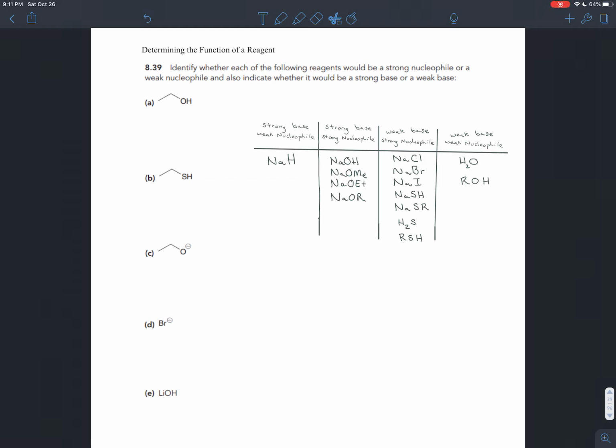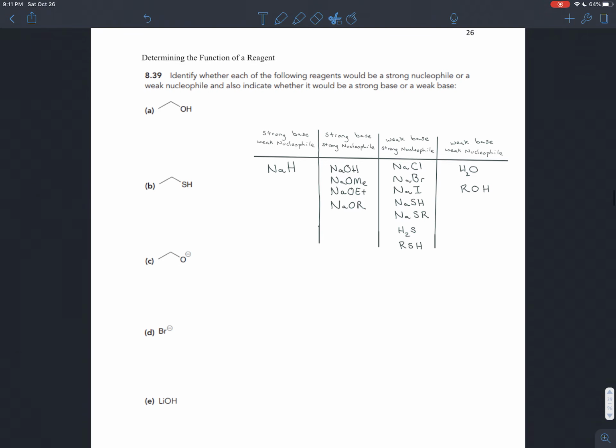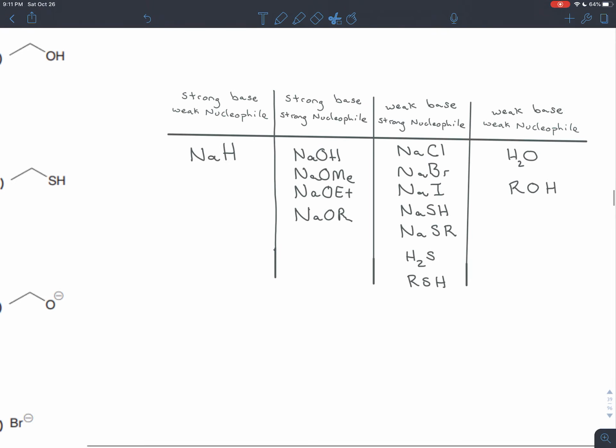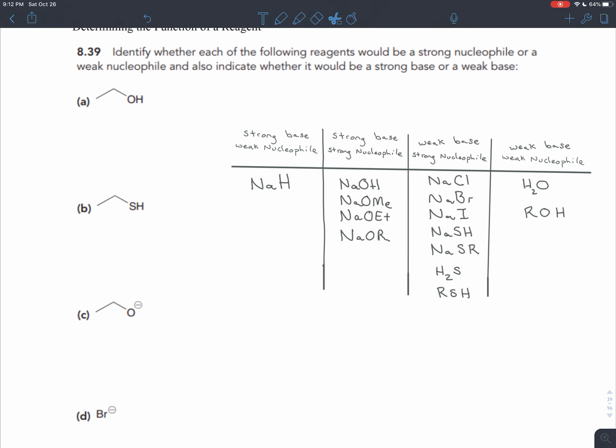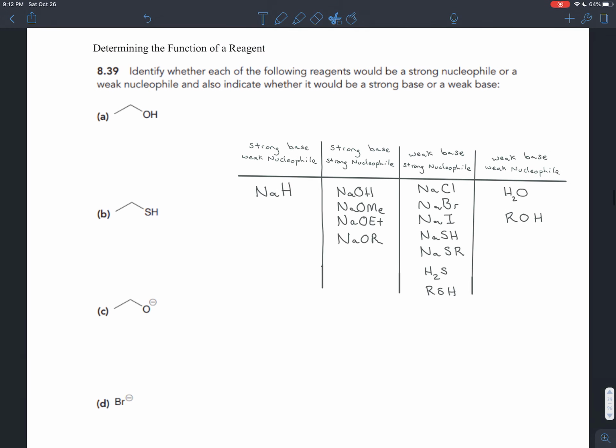In the previous video, we discussed the difference between a nucleophile and a base, and how to classify strong bases and weak bases, strong nucleophiles and weak nucleophiles. And we saw there are 4 categories, and we discussed why each of these molecules is in each of these categories. So in this exercise, all we're doing is taking that knowledge, and we're going to apply it.